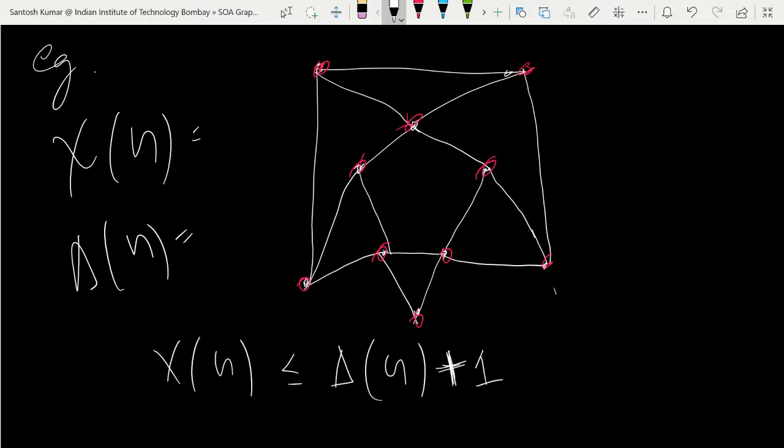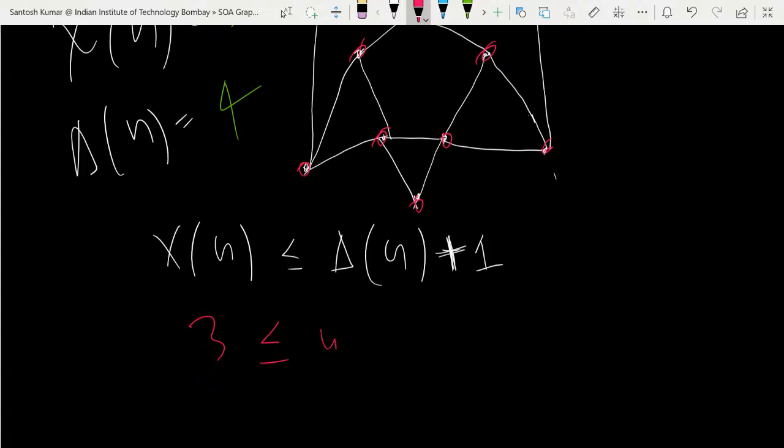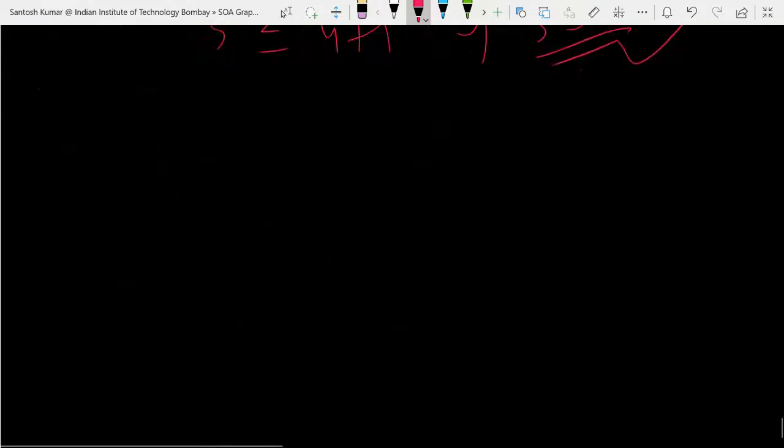So chromatic number you can find first. What is the chromatic number of this graph? Three. What is delta of G? Four. Yes, so maximum degree of a vertex, if you see, this is 4. Is this satisfied? So 3 is less than or equal to 4 plus 1. So obviously 3 is less than or equal to 5. This is fine.